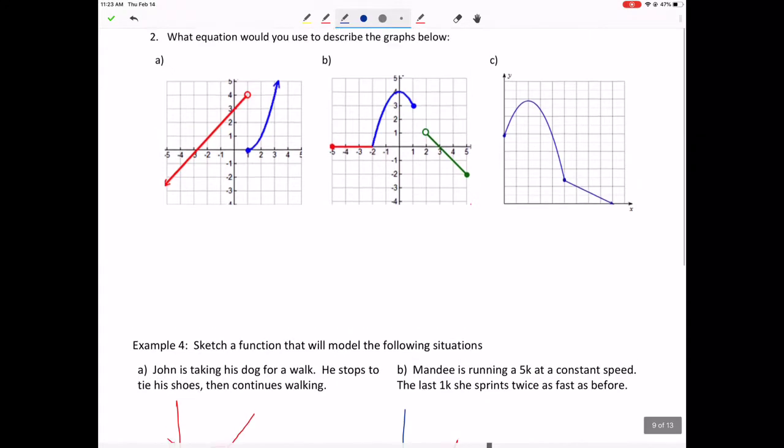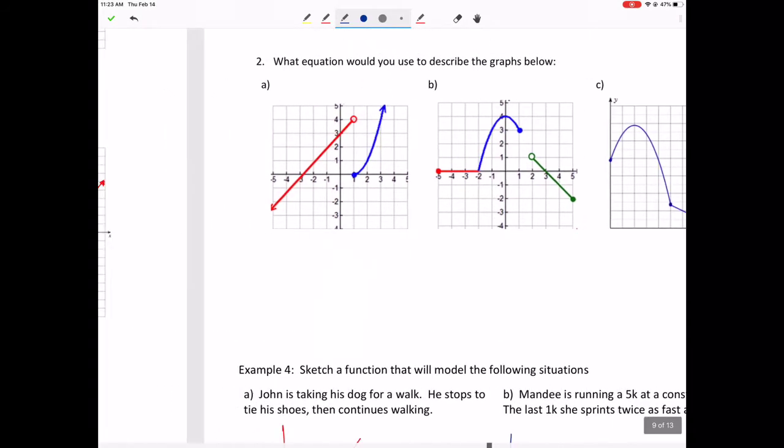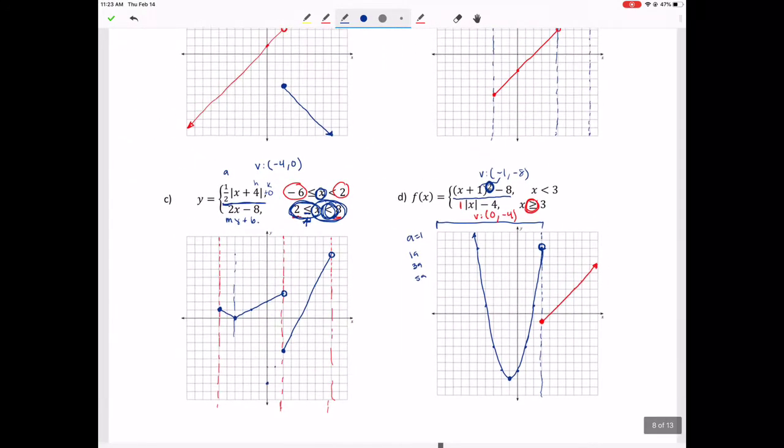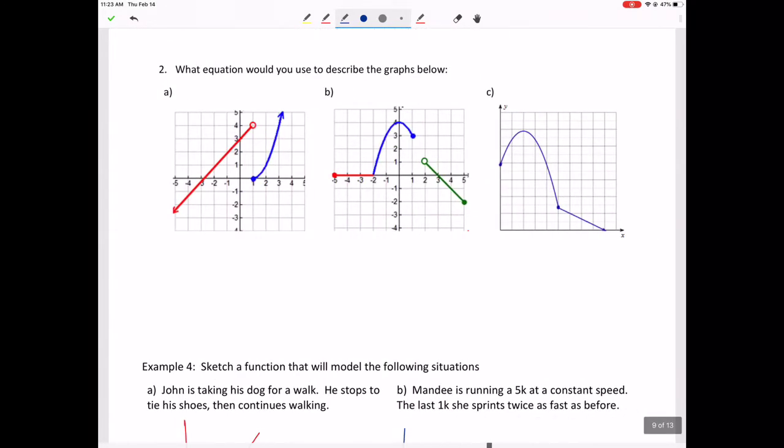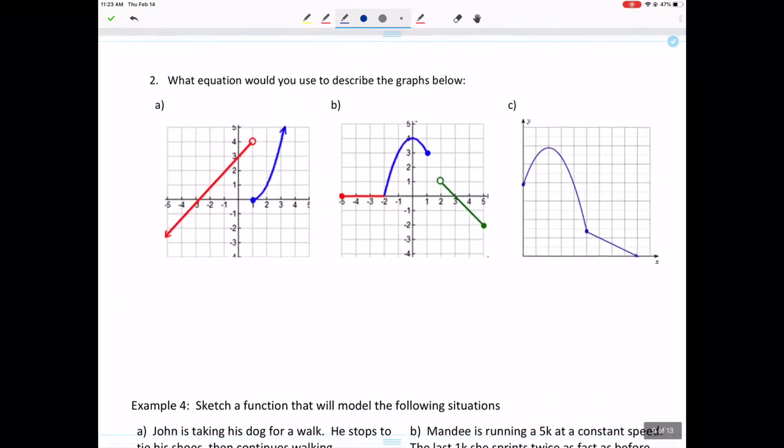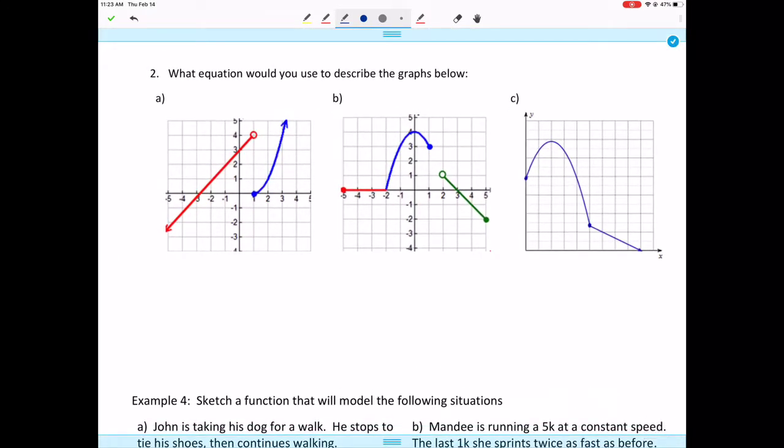We have one last thing we need to be able to do. So in example 1, they gave us the piecewise function. Okay, we'll also need to be able to do it oppositely. So they'll give us a graph, and we need to write down our piecewise function. All right, so I like to do this first by writing down the equations.